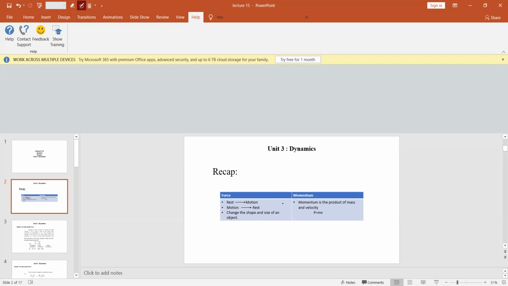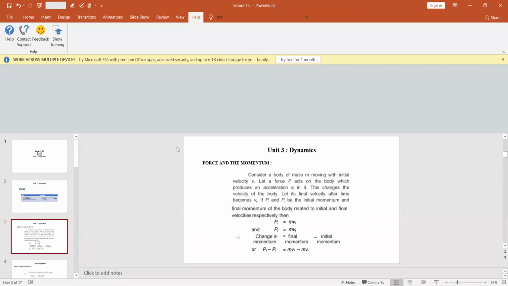And you also know about momentum. What is momentum? Momentum is basically the product of mass and the velocity, and it's denoted by P, and its formula is P equals m into v. So I just recap these two quantities because in the next topic we will see their relationship in detail, right? Now, force and momentum. This is your main topic.